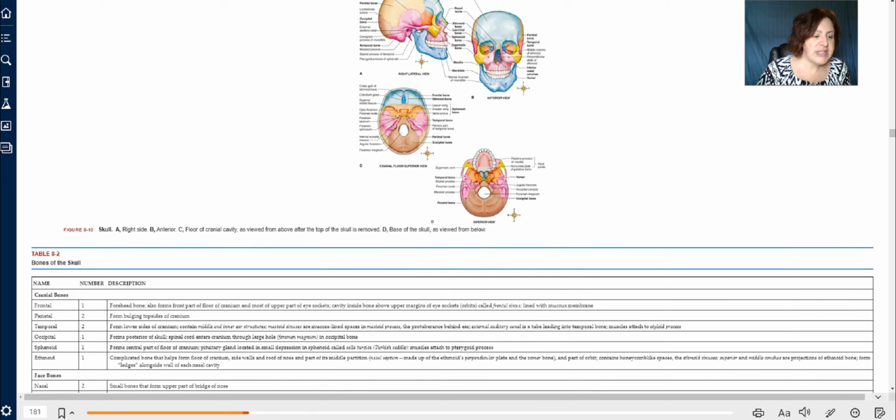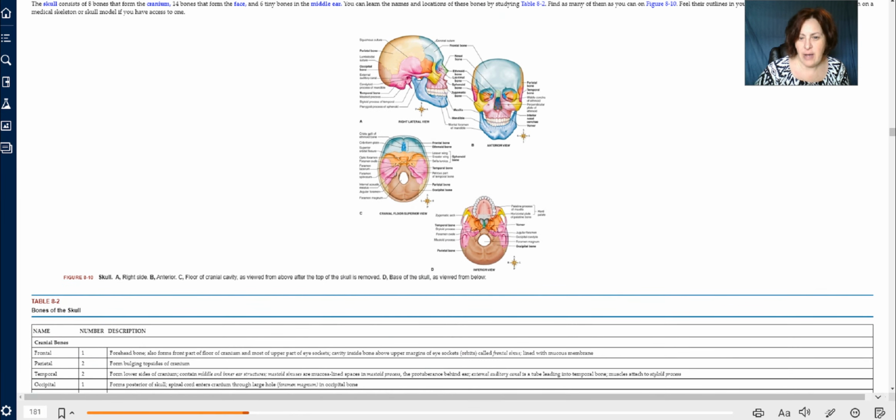All right, so the skull has a lot more bones than the ones I just went through that you need to know. Now, if you go work for a plastic surgeon, you may need to know all those, okay? We all have different levels.